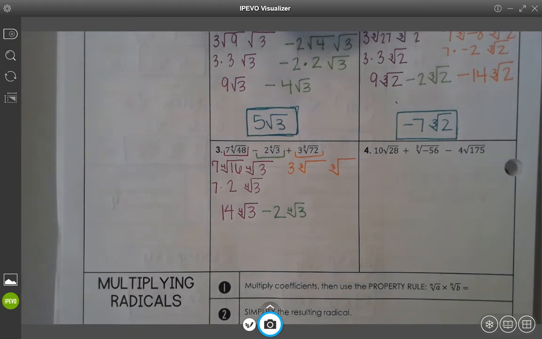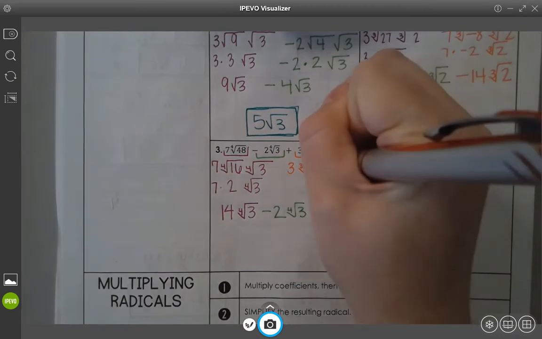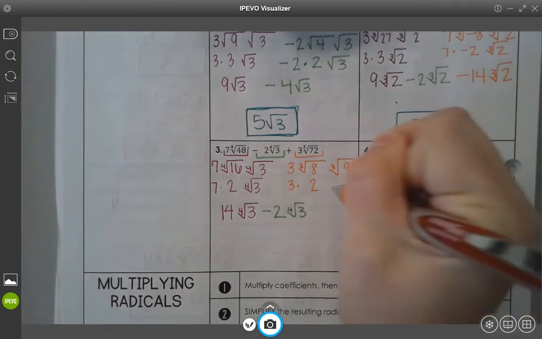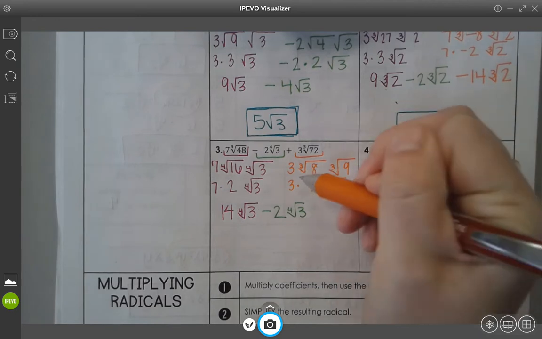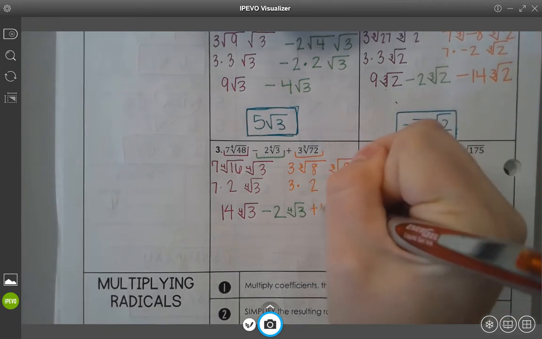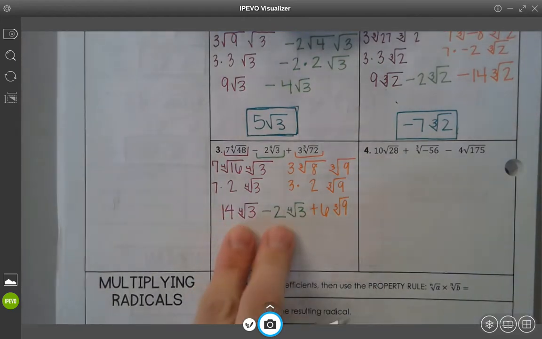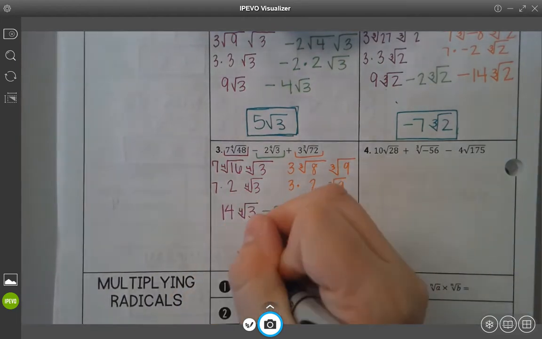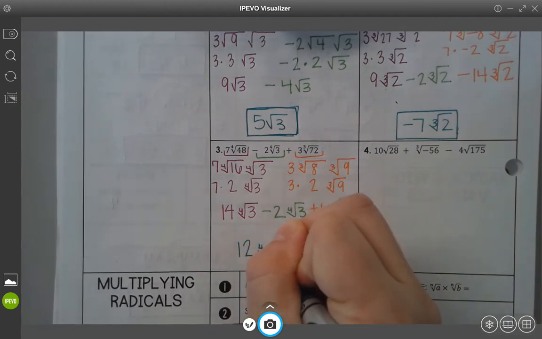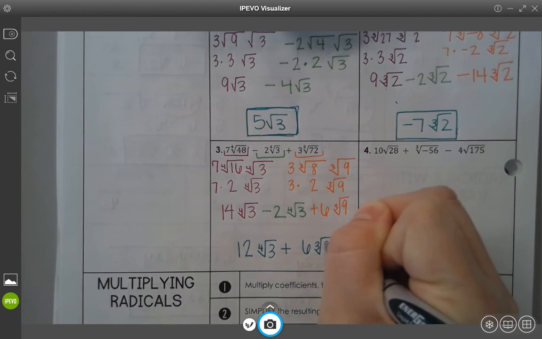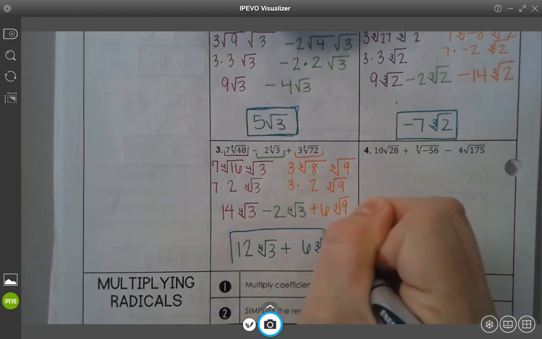What is the largest perfect cube that goes into 72? 8 times 9. So we get 3 times 2, which is 6 cube root of 9. So we can combine these two. 14 minus 2 is 12, fourth root of 3, and then I just have plus 6 cube root of 9.